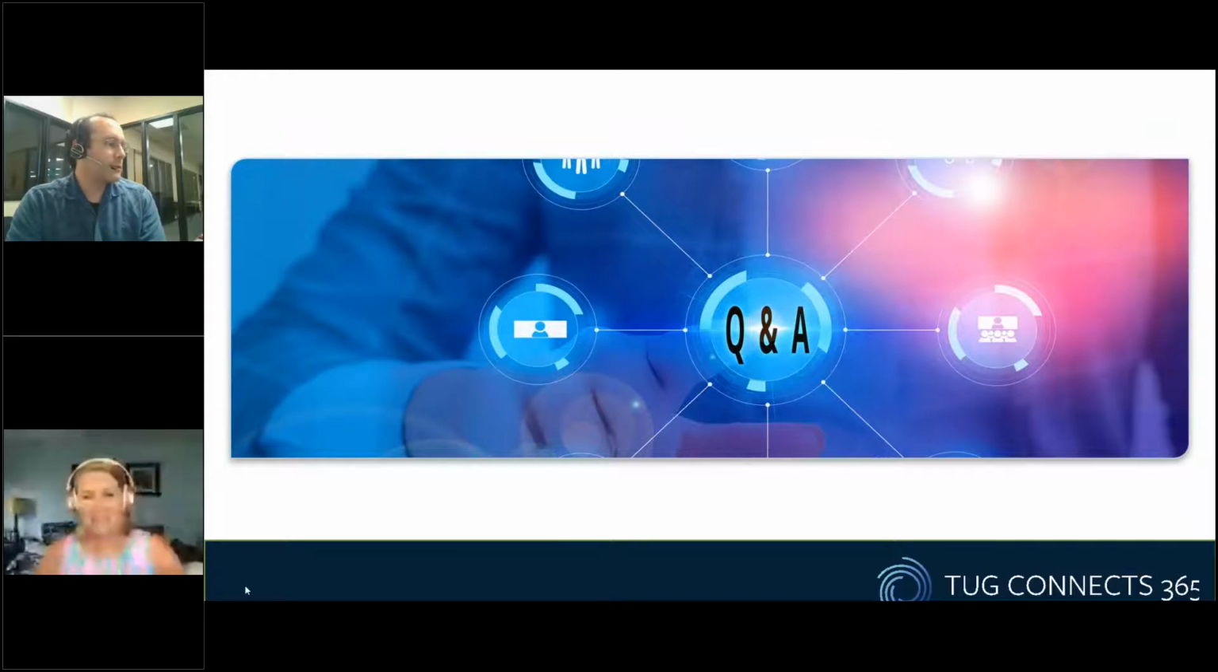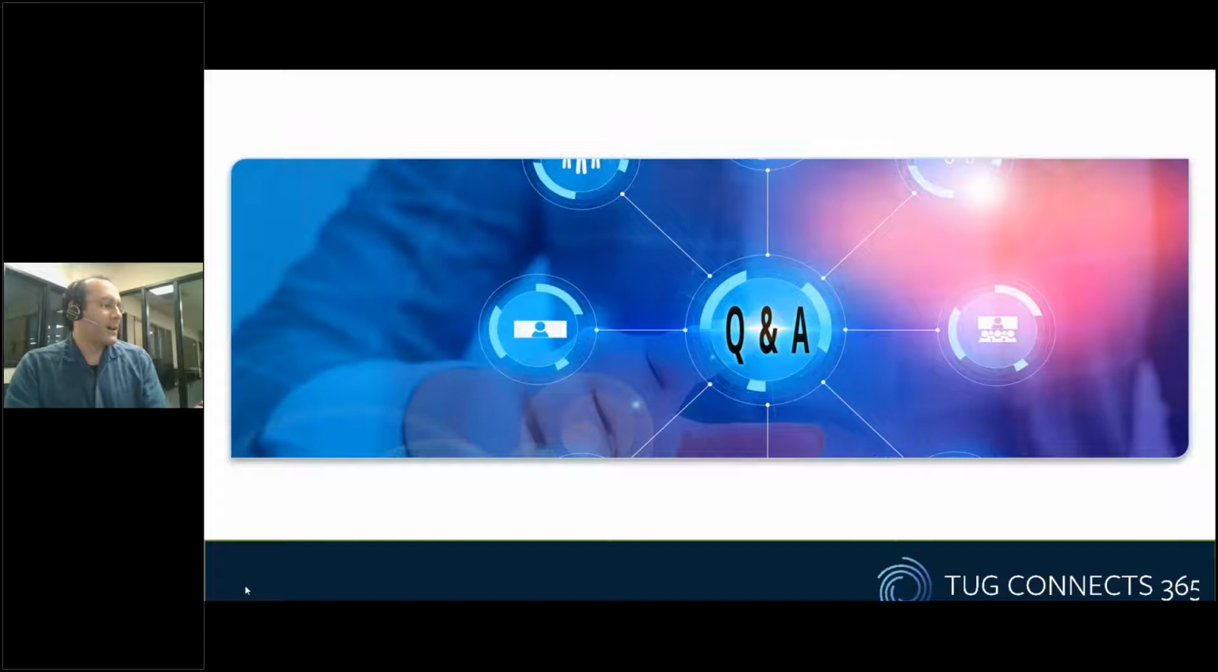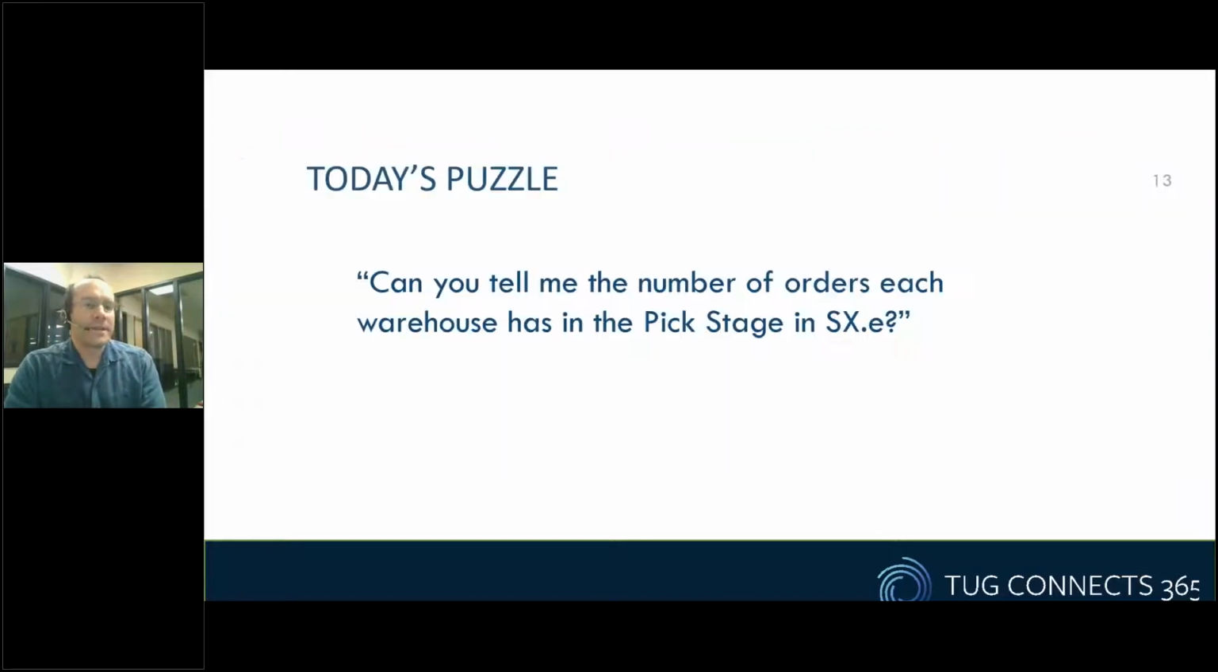Okay. Thanks, David. I appreciate the feedback on the MB Pro command for pulling up an editor. And I will always refer back to our disclaimer: always be careful when you are coding, because it has the potential to wreak havoc if you're not careful. So for today's puzzle, with our intro, I thought I'd toss out that we're going to actually pull up an editor and build a Q&D that provides an answer to the question. Today's question is, can you tell me the number of orders each warehouse has in the pick stage in SX.e?